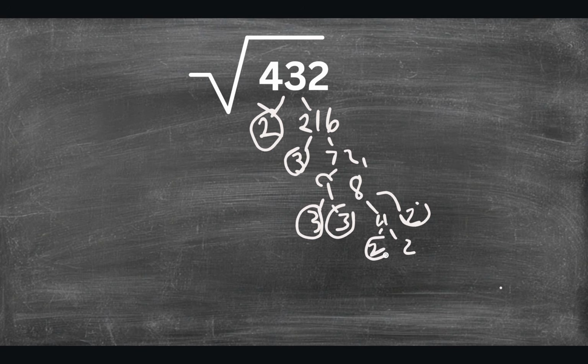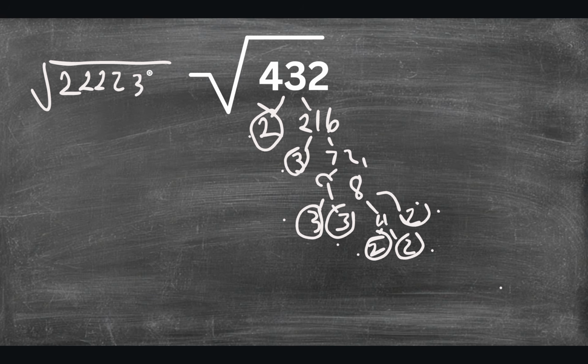So now what we do is we have all the prime numbers that make up 432. And so next, let's write them all under a square root sign. So I have a 2, and then we have 1, 2, 3 2's here. And then it looks like we have 1, 2, 3 3's. Okay, so there's 1, 2, 3. Now we have all the prime numbers under the square root sign.